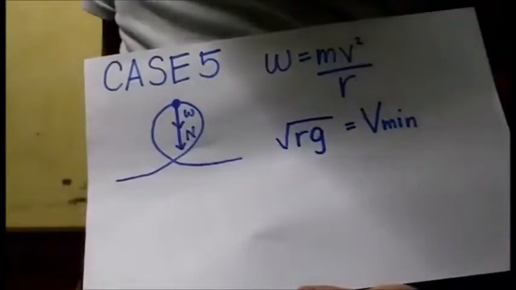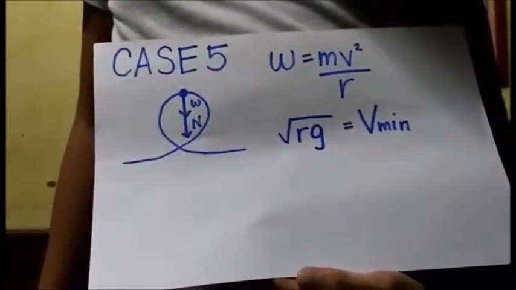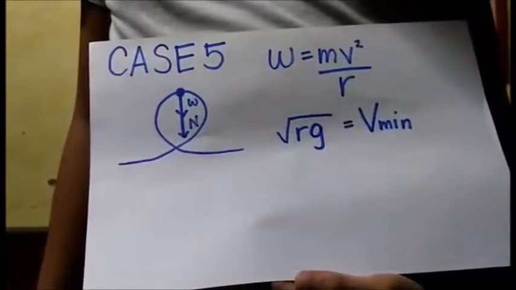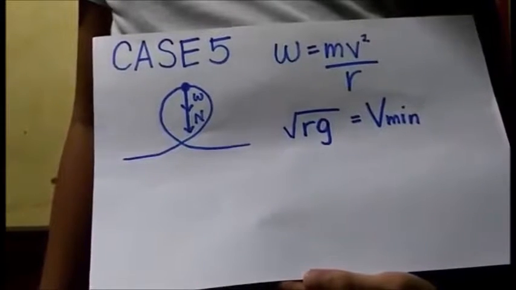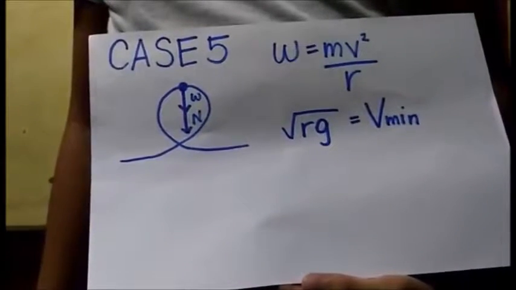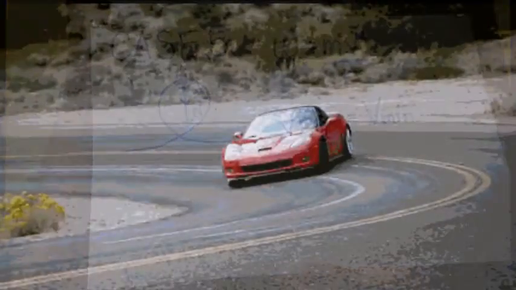And case 5, in a roller coaster loop-the-loop, the weight and net force are equal. The formula is weight equals mv squared over r, and the minimum v is equal to the square root of radius times gravity. And here are the sample problems.